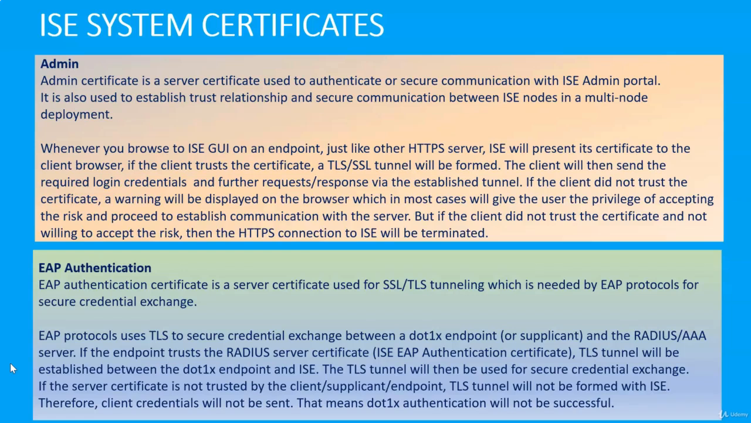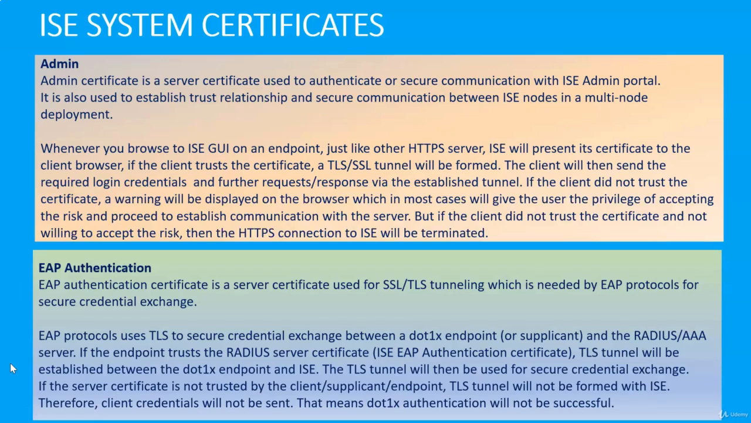EAP authentication certificate is a server certificate used for establishing the TLS tunnel, which is needed by EAP protocols for secure credential exchange. EAP protocols use TLS to secure credential exchange between a .1x endpoint or supplicant and the RADIUS server. If the endpoint trusts the RADIUS server certificate, a TLS tunnel will be established between the .1x endpoint and ISE. The TLS tunnel will then be used for secure credential exchange.